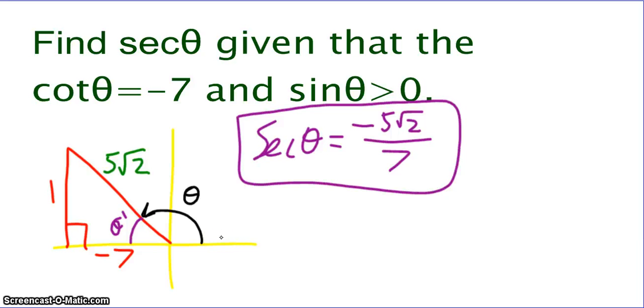Alright, so here, if cotangent is negative and sine is positive, I know that I'm in the second quadrant, so I drew a triangle in the second quadrant. If the cotangent of theta is -7, then I can say that the adjacent side is -7, the opposite side is 1, the hypotenuse becomes 5 root 2, assuming I did my math correctly, and so therefore the secant is going to be hypotenuse over adjacent, which is -5 root 2 over 7.